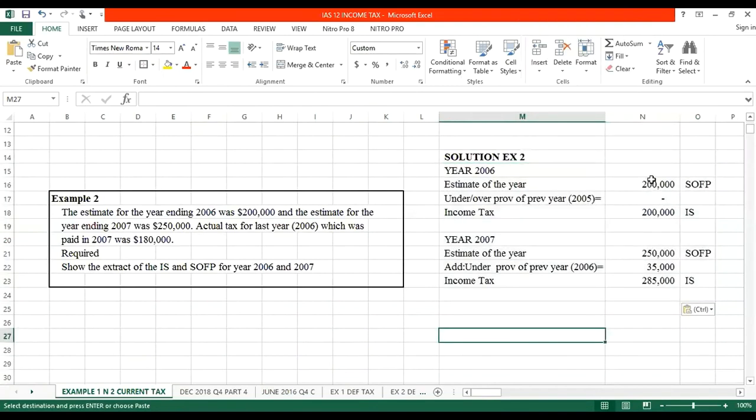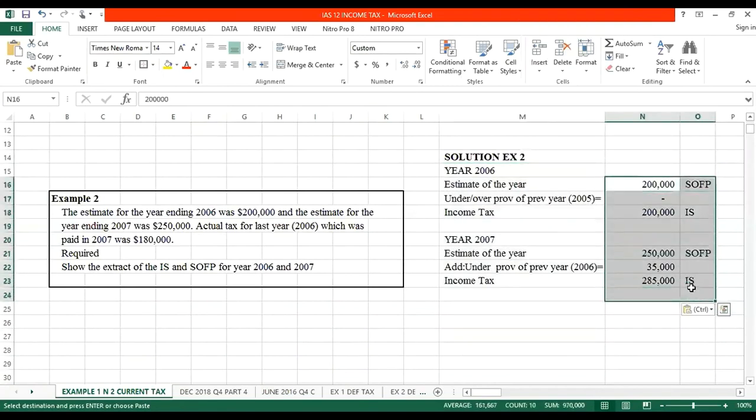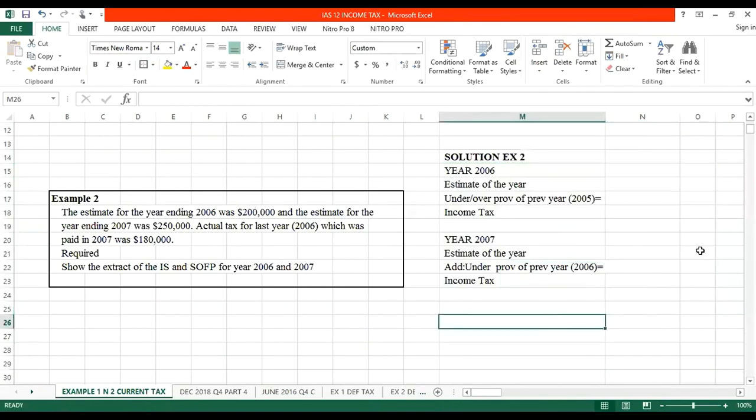Okay, so be with me in this example 2. If you didn't understand example 1, please understand this example 2. And then we go to a past paper question. The estimate for the year ending 2006 was 200,000, and the estimate for the year ending 2007 was 250,000. The actual tax for last year, which was paid in 2007, was 180.